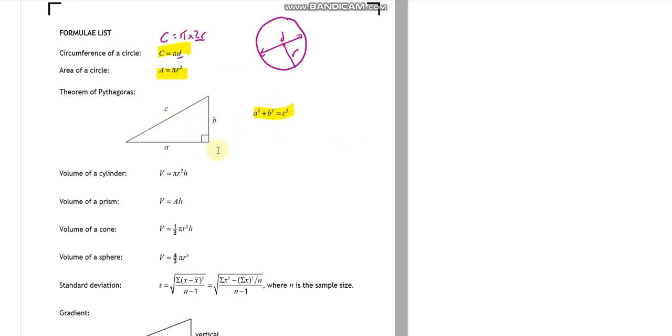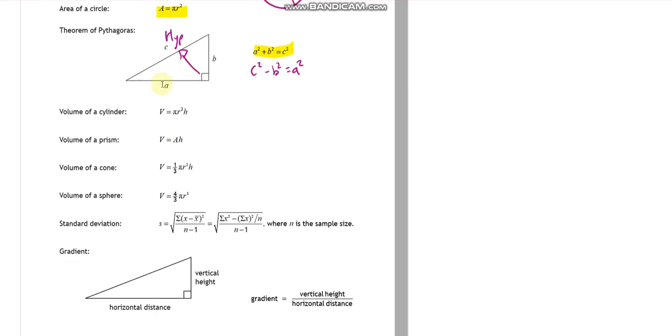This is just saying that the square of these two lengths adds to give you the square of this length. If you're trying to find a shorter side and you know a long side, that would become c squared, take away a or b squared, doesn't matter, give you the other one. Okay, so Pythagoras add when you're trying to find the long side, Pythagoras take away when you're trying to find a shorter side. How do we know what's the longest side? Well, the longest side is opposite the right angle always. That's your hypotenuse. And you've got various volumes here as well, standard deviation and gradient.